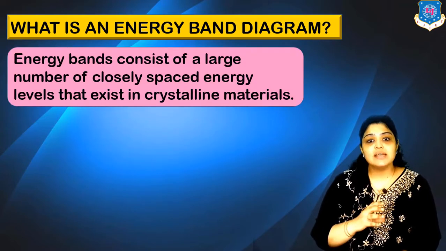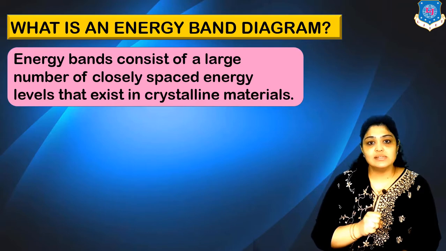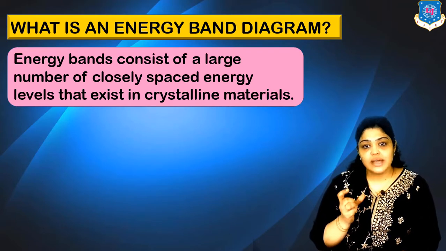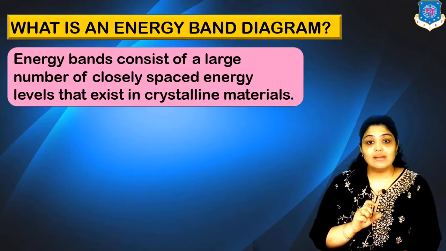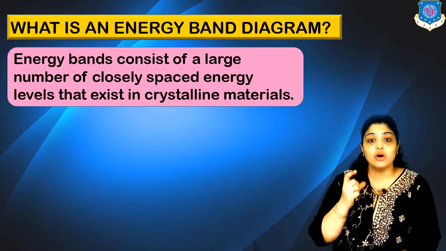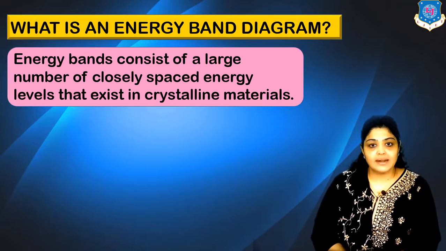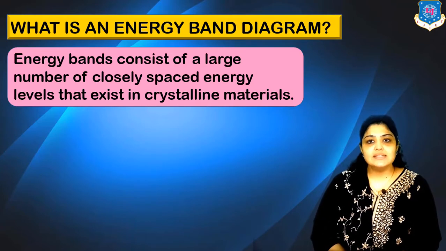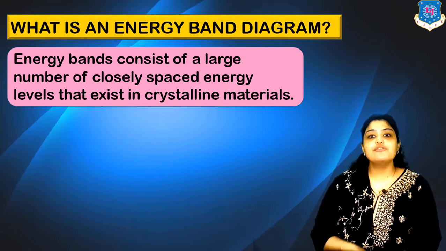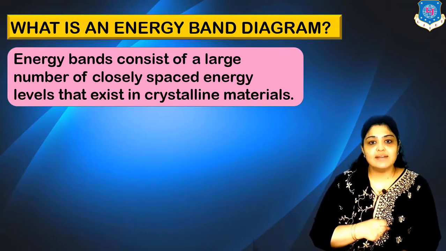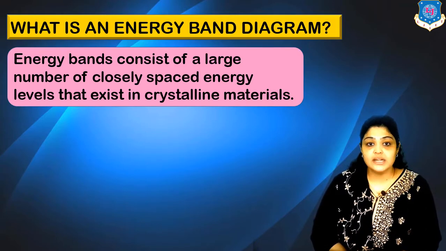Energy band is nothing but a group of energy levels, and the three most commonly used energy bands are the valence band, conduction band and the forbidden band, or commonly known as the energy band gap. So energy bands consist of a large number of closely spaced energy levels which exist in crystalline materials.